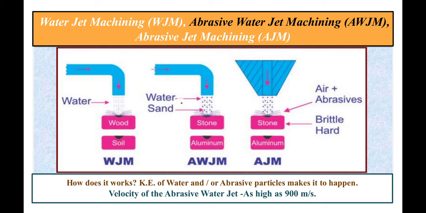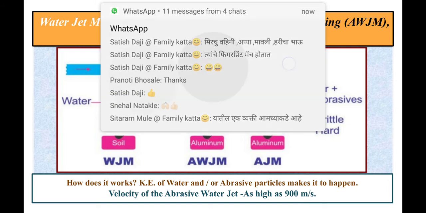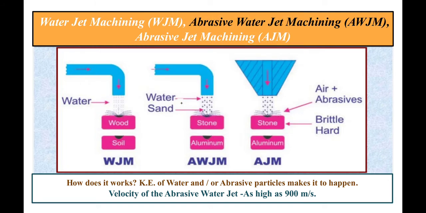So what I mean to say here is, can you make use of this destructive phenomenon for some constructive purposes? People have taken inspiration from such phenomena which they saw in their daily life, and they developed the process which is known as the abrasive water jet machining process. Here sand means your abrasive particles, and from that you can remove the material from the stone or aluminum.